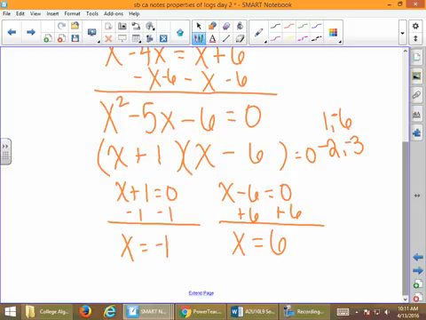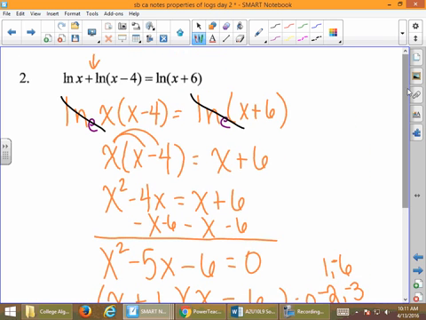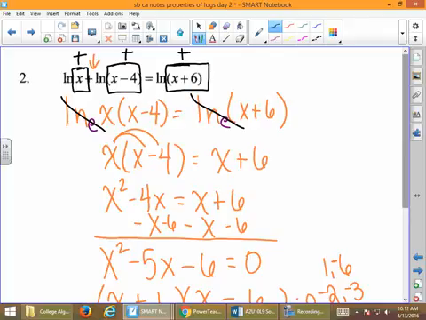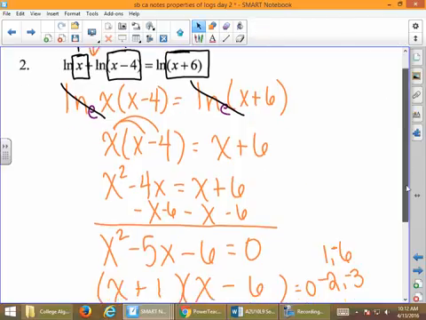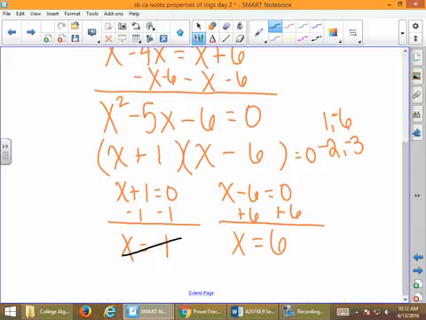We still need to check for extraneous solutions. So when we go back to the original equation, going back in here, this value has to be positive. This value has to be positive. This value has to be positive. And when we put the -1 back in, -1 is not positive. So our -1 is extraneous.